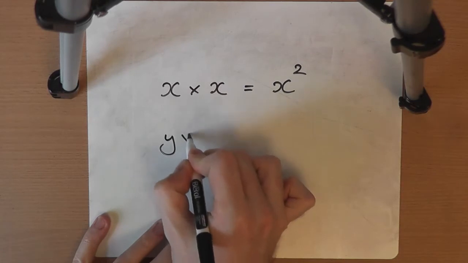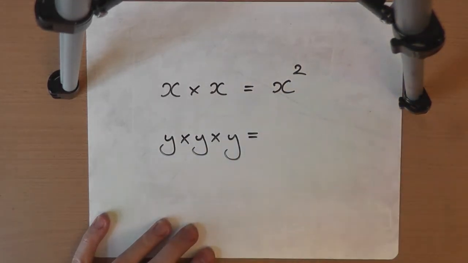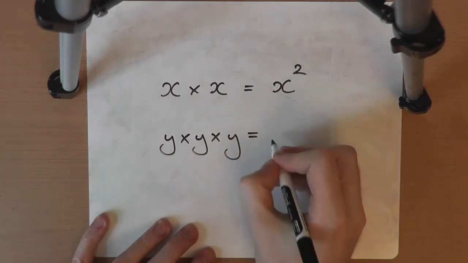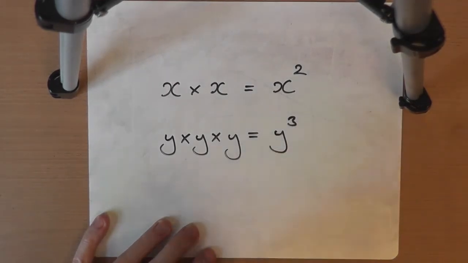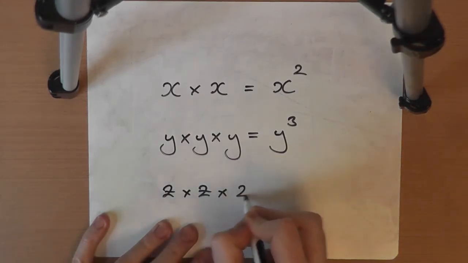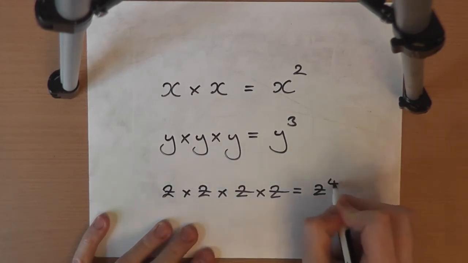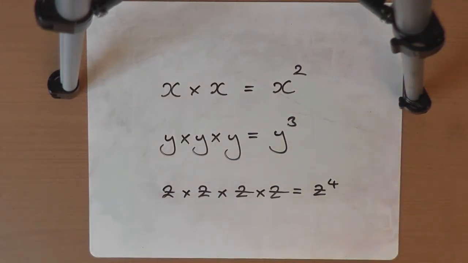Similarly, if we had something like y times y times y, what are we doing to the y? Well, we're timesing it by itself and then timesing it by itself again. We are cubing it, y cubed. And if we had something like z times z times z times z, that's 1, 2, 3, 4 z's being multiplied together, z to the power of 4.